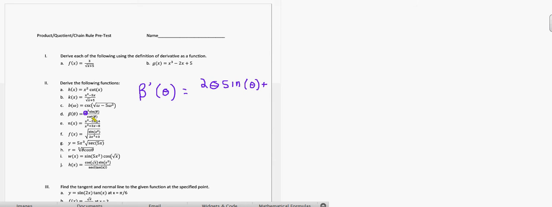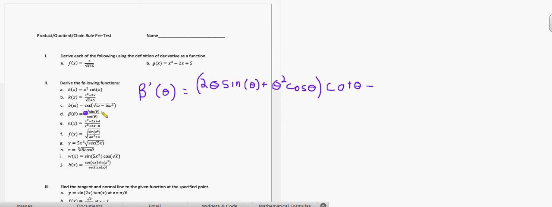plus, now we derive the second part. Sine of theta turns into cosine theta when you derive it. So we take the first thing times the derivative of the second thing. This is the derivative of the top. Do not lose track of what you're doing here. We just derived the top. We're going to multiply that by the bottom, cotangent of theta. Then we're going to subtract off.